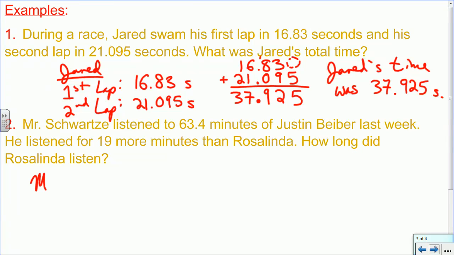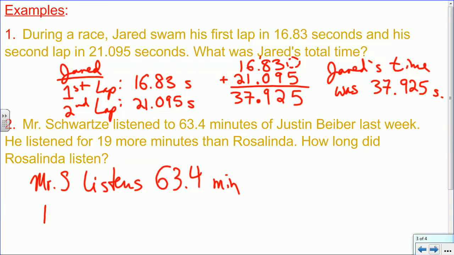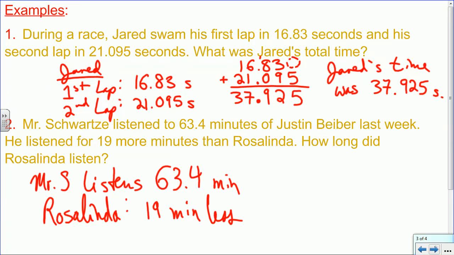So Mr. S listens 63.4 or 63 and 4/10 minutes. Rosalinda, she is 19 minutes less. So we're going to subtract in this case. Again, we have to line up our decimals, 63 and 4/10, and 19, we know that finishes in the ones place. We're going to subtract 19. We can, again, put in an imaginary 0.